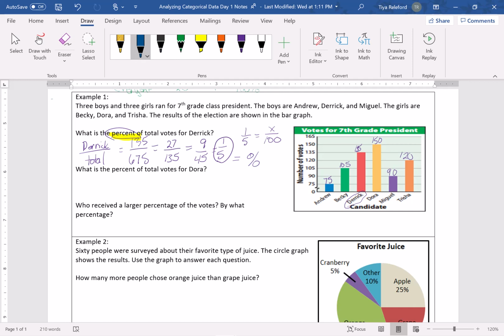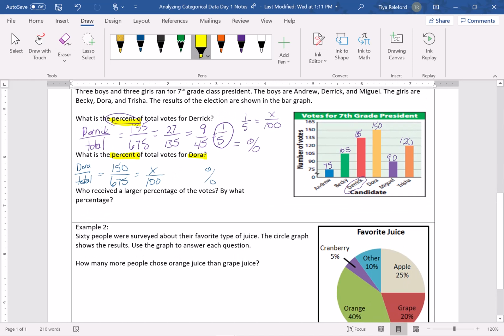So you're going to do the same thing for the second part. What is the percent of total votes for Dora? So this time it's Dora over the total. Bonus for us, we already know the total. And Dora. Now, if you simplify, you can simplify by 15. You can simplify by 5. You can leave it the way it is and just do it like that. That's fine too. But make sure you give me an answer as a percent.